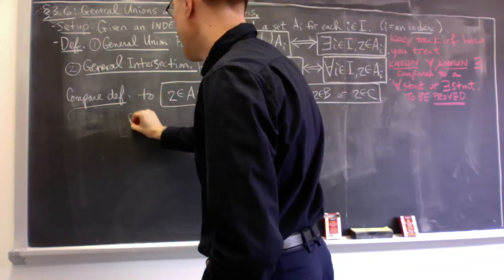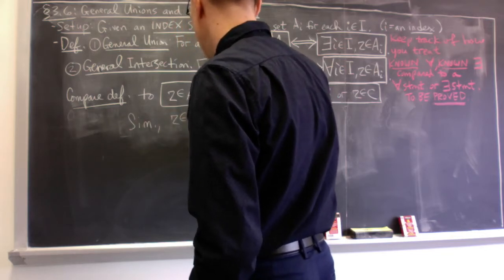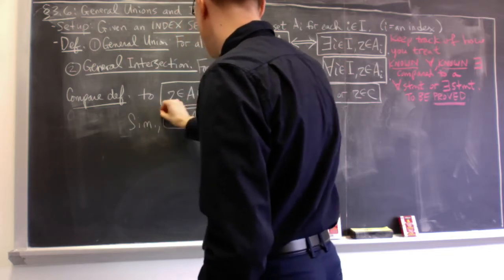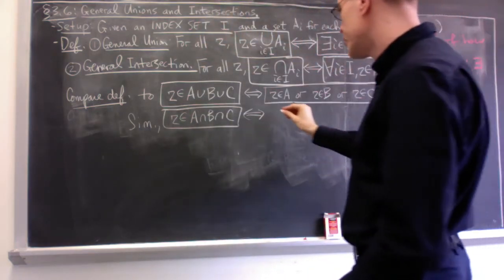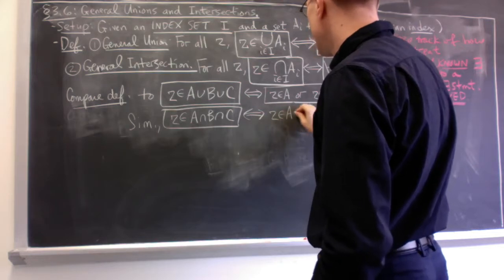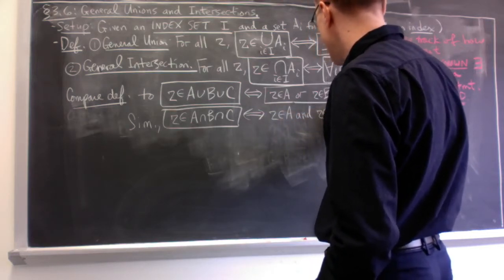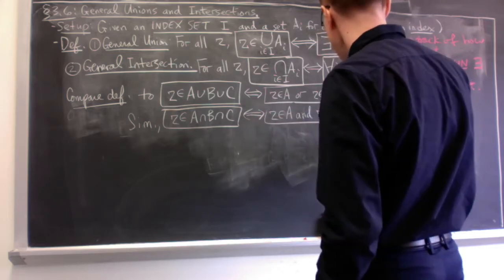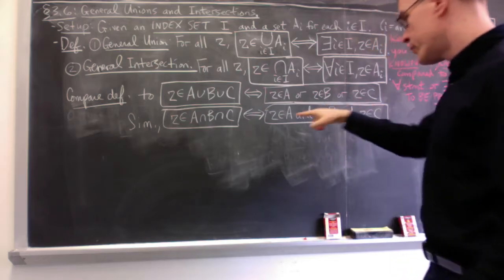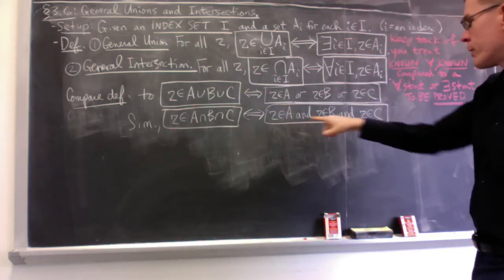And similarly, for the intersection, if it was just 3 sets, you use and. Z is a member of A intersect B intersect C by definition means that it's a member of A, and it's a member of B, and it's a member of C. In other words, it's a member of all of the input sets. There's just 3 of them, so you can use and there.